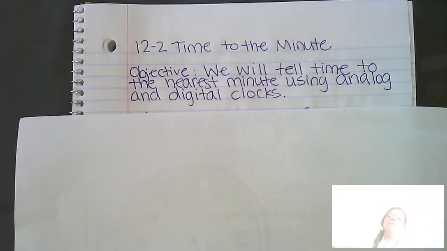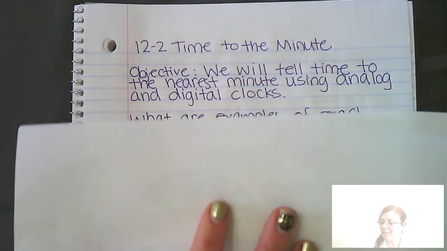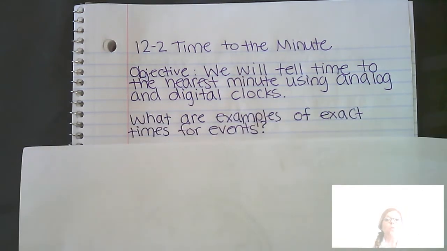All right, so my first question I'd like you to answer is, what are examples of exact time for events? When do you have to be on time for something at a specific time when it starts, or you're going to be late? So I want you to think about that. I'll give you 5 seconds. All right. Tell your mom and dad at home, what are some of your ideas? These are some of my ideas.